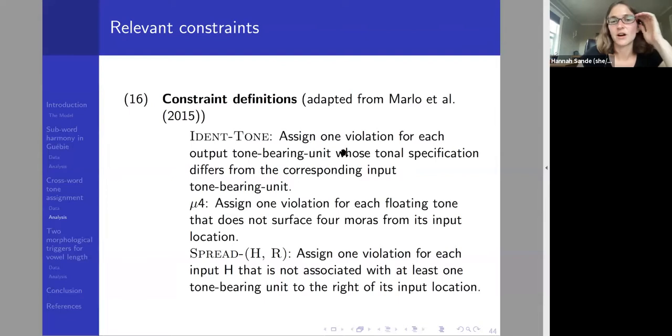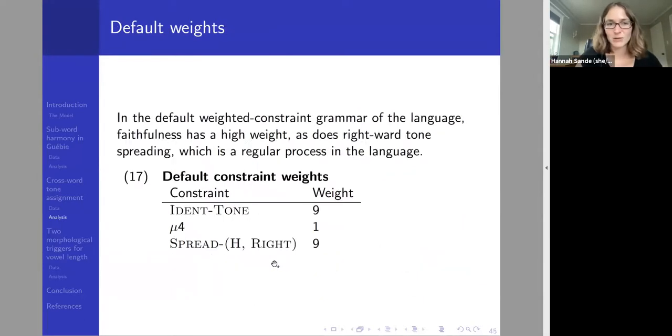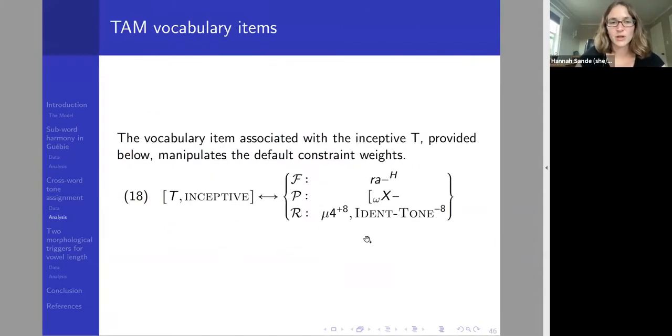The relevant constraints here are a faithfulness constraint that says don't change the tone from input to output, a constraint adapted from Marlowe et al's paper, which says basically assign a high tone to the fourth mora, and a high tone spreading constraint that is necessary in the language otherwise. So in the default grammar, the tonal faithfulness constraint and high tone spreading are both going to be highly weighted, and the morpheme specific tone assignment constraints will have a low weight. And this will get us tonal faithfulness, except also with high tone spreading. There's also some interaction with other constraints in the default grammar that I'm not talking about here.